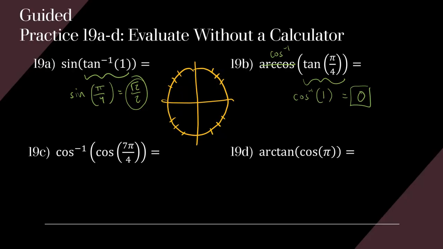on your own. So do the inverse cosine of the cosine of 7 pi over 4, and then do the arc tangent, which remember that's the same as just the inverse tangent of the cosine of pi. So I want you guys to try those 2 on your own. So hit pause and then click on play when you're ready to check to see if you've done it correctly.